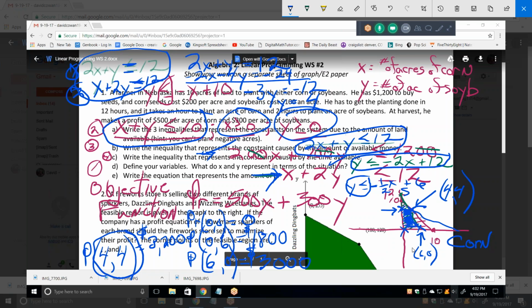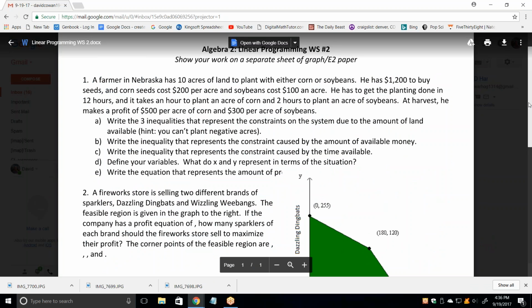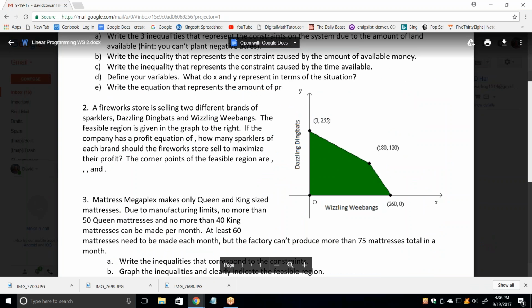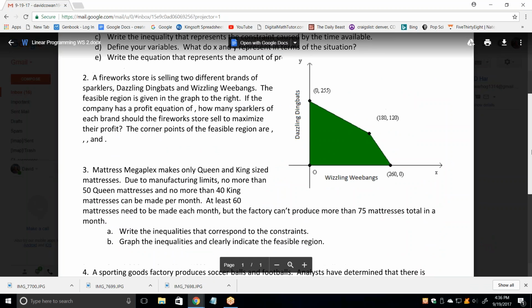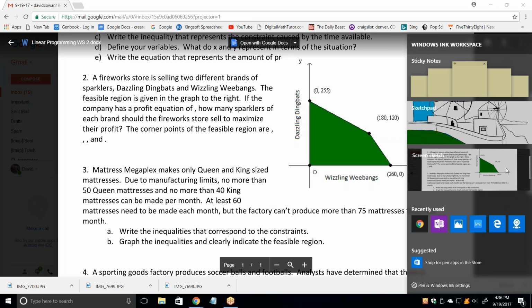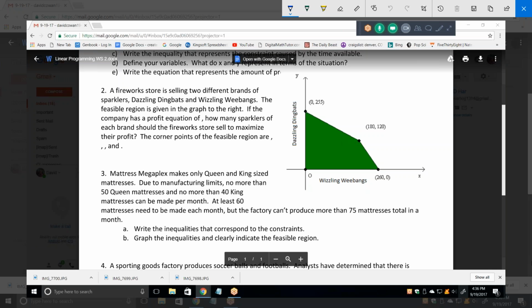For instance, this green one for the next problem. Well, I'm going to erase everything we have on here at this point. Okay? Let me scroll down a little bit to get to this next problem. Let me take a picture of it. All right.